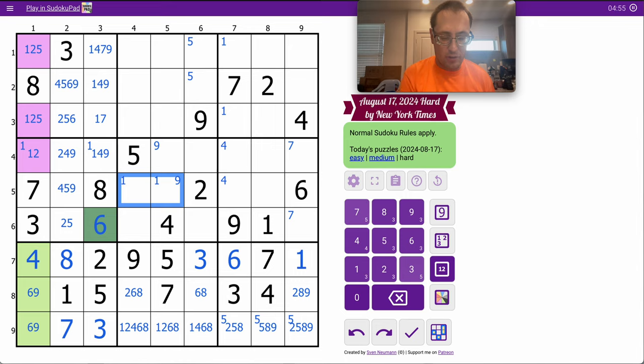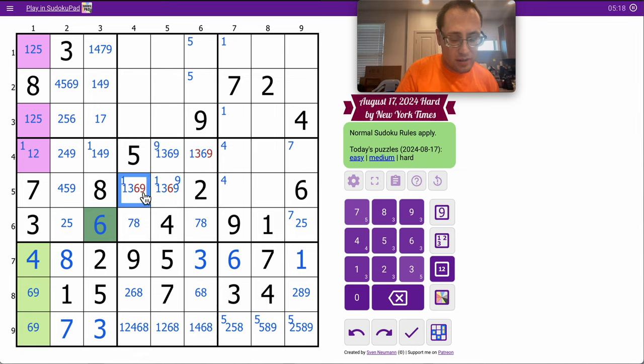1, 3, 4, 6, 9 are placed in row 6. I need 2, 5, 7, and 8. This one can only be 7 and 8. And so can that one. So this must be 2 or 5. Now I have 2, 4, 5, 7, 8. I need 1, 3, 6, and 9 in those 4 cells. I don't think I'll get much out of it though.